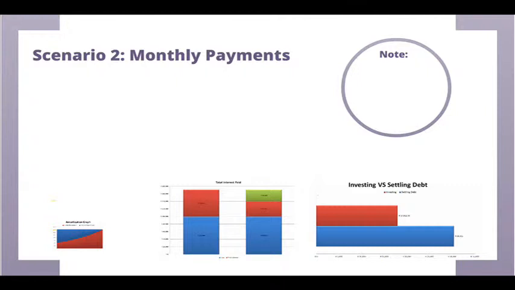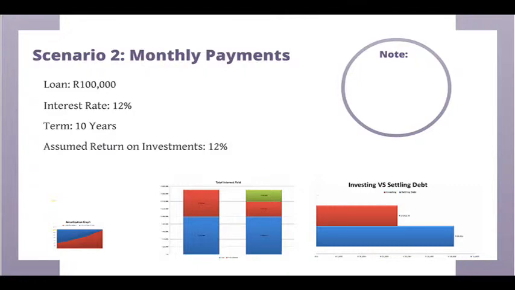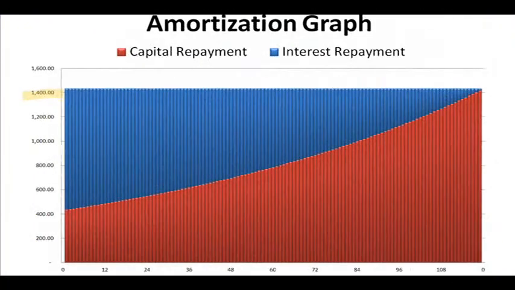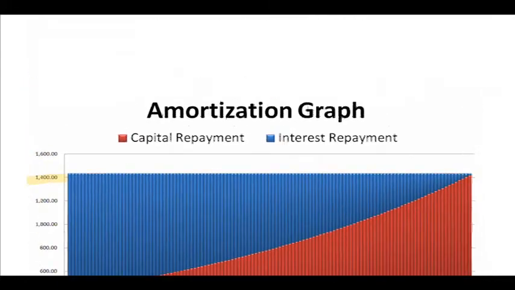In the second scenario, we have the exact same case, but instead of a lump sum of 20,000 Rand, we have a monthly premium of 500 Rand that we can either invest or use to settle our debt. We have the same starting amortization graph as before, where at the beginning the interest repayment is the greater part of the total repayment, as expected.